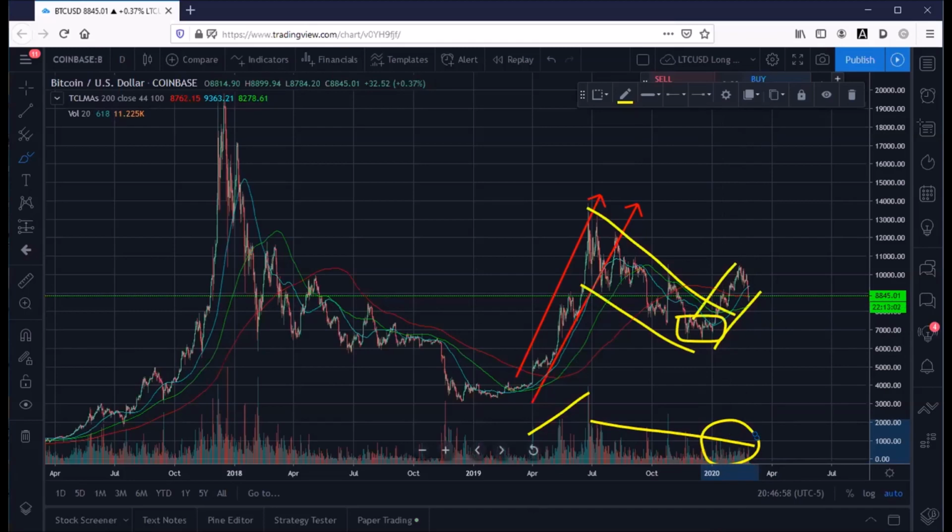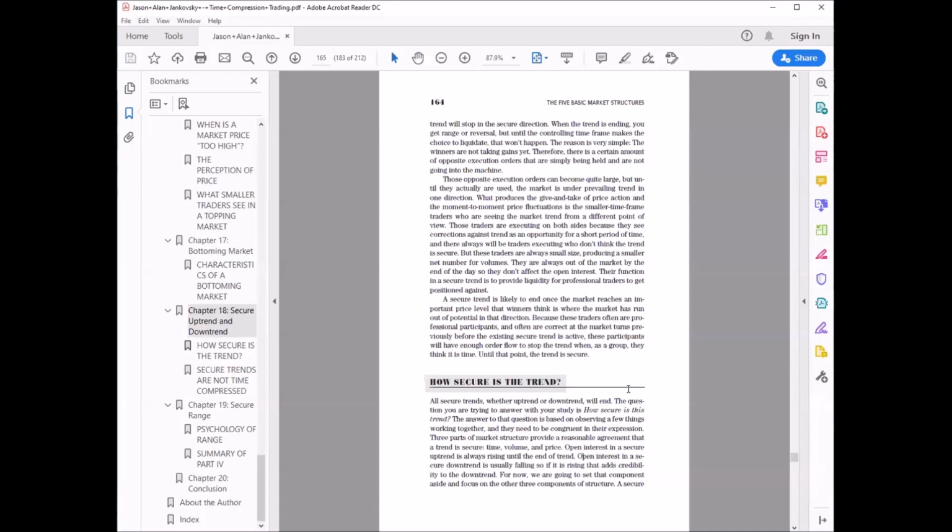If the answer for you is no, hopefully for most of you it is. If it's not, maybe you have something you can argue. But if the answer is no, that is not a point in favor of a secure trend based on volume and open interest. Now he says open interest in a secure downtrend is usually falling. So if it's rising, that adds credibility to the downtrend. Okay, so what he's saying is if interest in a downtrend is falling, that's pretty typical. But if it's rising, it adds credibility.